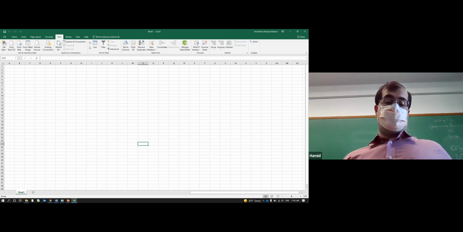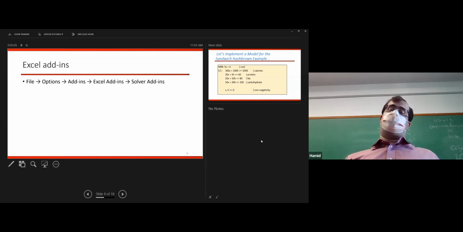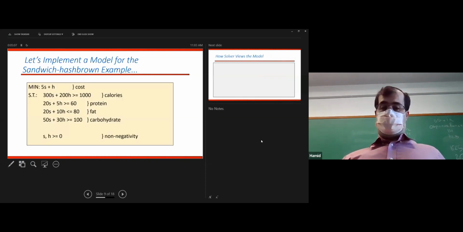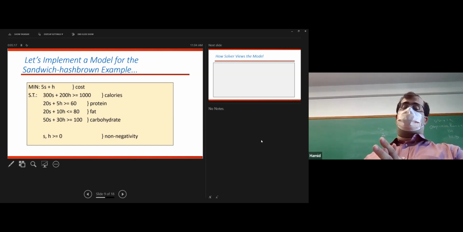Okay, so now we are going to have this problem here, and we are going to just solve it through Excel. So the way that you solve it, you should make some formulation to replicate the relationship that you see here.